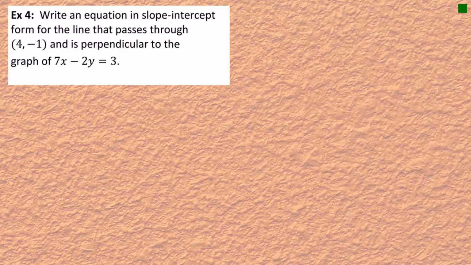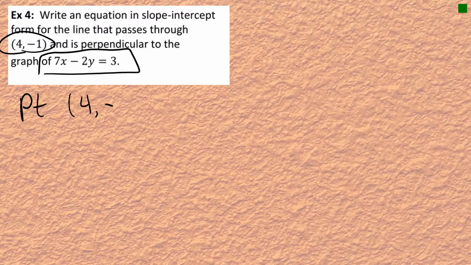All right, moving on to example 5. Write an equation in slope-intercept form, that means solve for y, for the line that passes through the point (4, -1) and is perpendicular to this line. Ooh, that's not solved for y, so I've got to be careful. Right now I already know my point, so that's (4, -1). So this is my x1 and my y1.